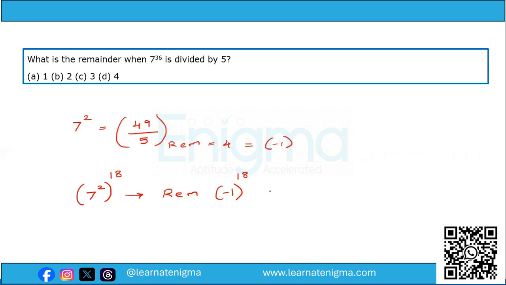Now, -1 raised to 18, the answer is 1. So, therefore, the final answer will be 1.